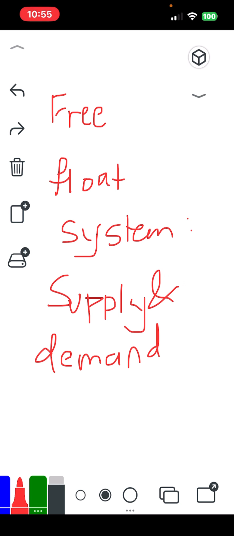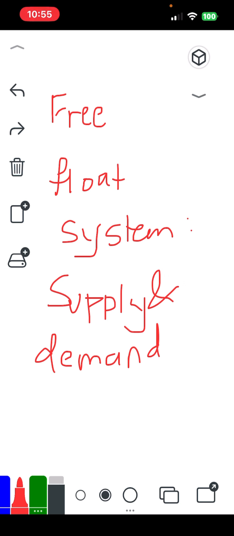Back before 1973, because of recessions, inflation, and other economic disasters, the U.S. currency wasn't considered stable enough for countries around the world to use it as a base currency. Because of this, certain countries developed a free float system, which relied on supply and demand in the market.